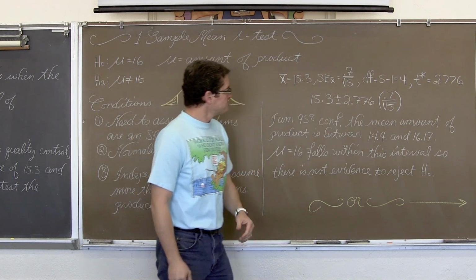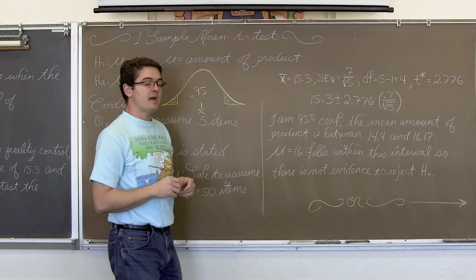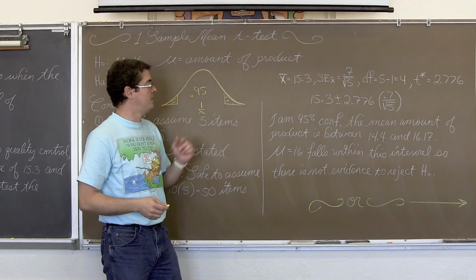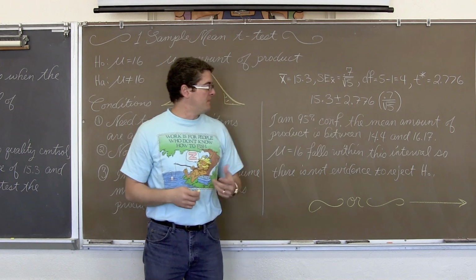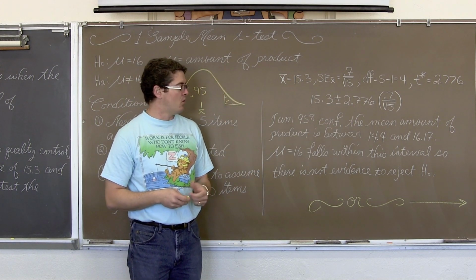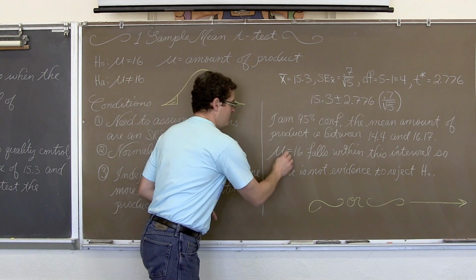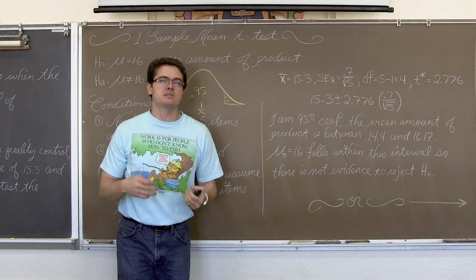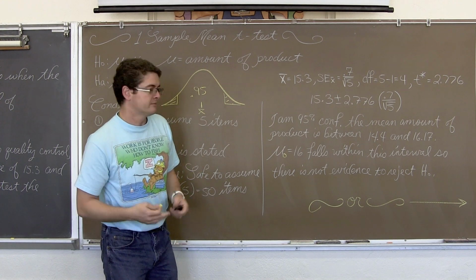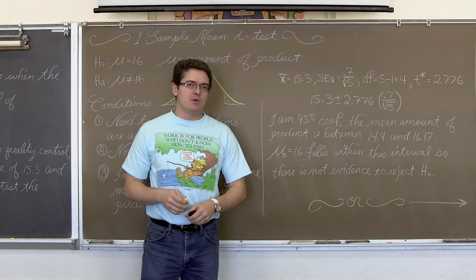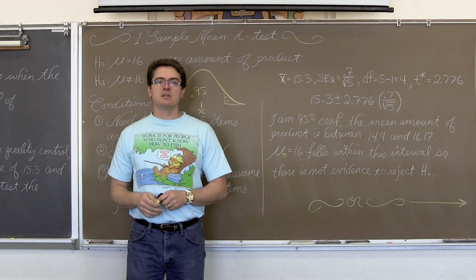So, based on this calculation, and here is again your X bar in the center of that bell curve distribution, the 15.3 in the center. Now, from here, I'm 95% confident the mean amount of product is between 14.4 and 16.17. Well, the assumed to be true population mean, the company is attempting to make products with 16 ounces of stuff in it, or weight, or whatever, vague example. 16 does fall within that confidence interval. So, there is not evidence to reject H sub O.